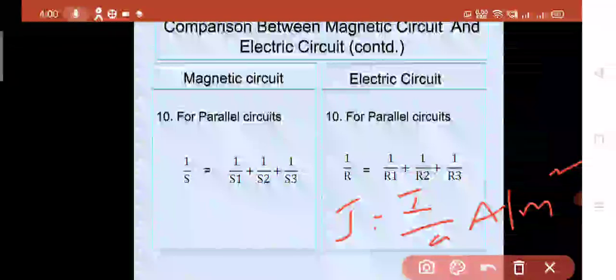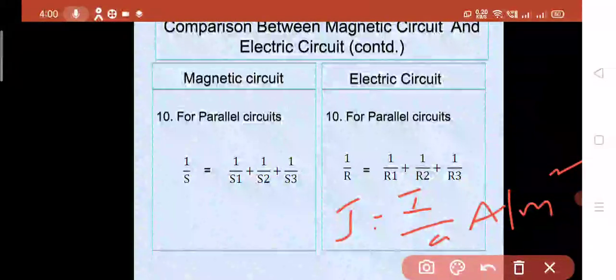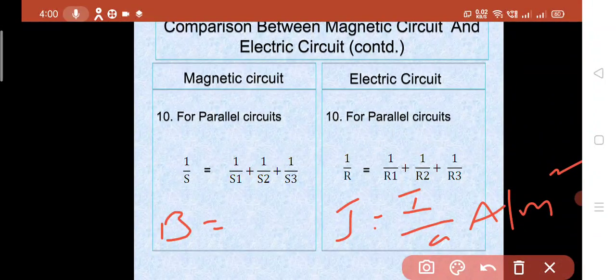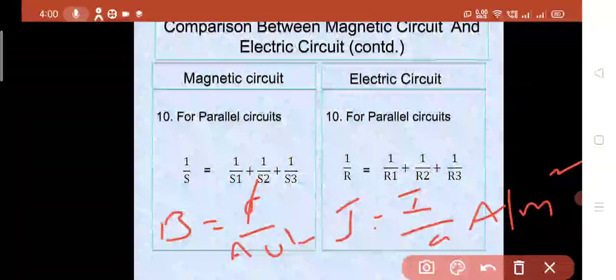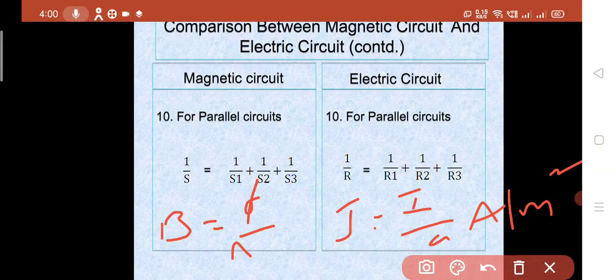Electric circuits. Magnetic circuits, so flux density B is equal to phi by A. So Weber per meter square.